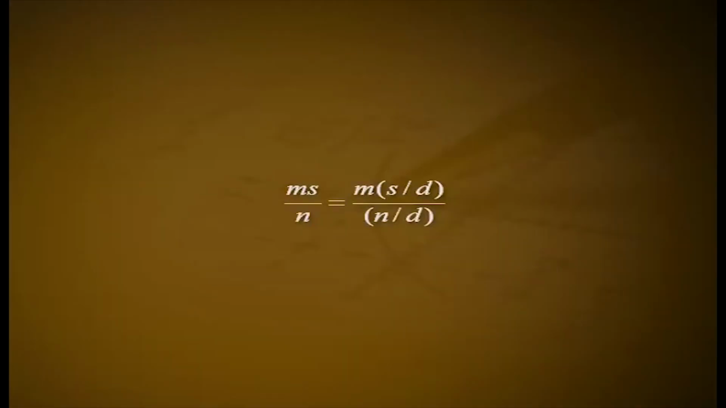We wish to find the smallest positive m such that ms by n is equal to m into s by D by n by D is an integer. From equation 1, there is no common factor for s by D and n by D. Hence, to make ms by n an integer, n by D must divide m. So, the smallest such m is n by D. Thus, the order of H is n by D. Remark. When the operation is addition, B is equal to A raised to S in theorem 5 has the form B is equal to S into A.